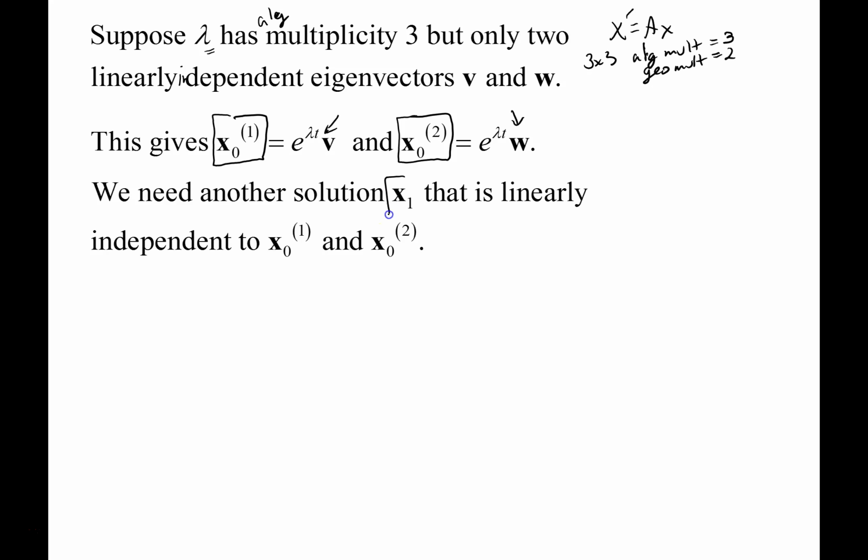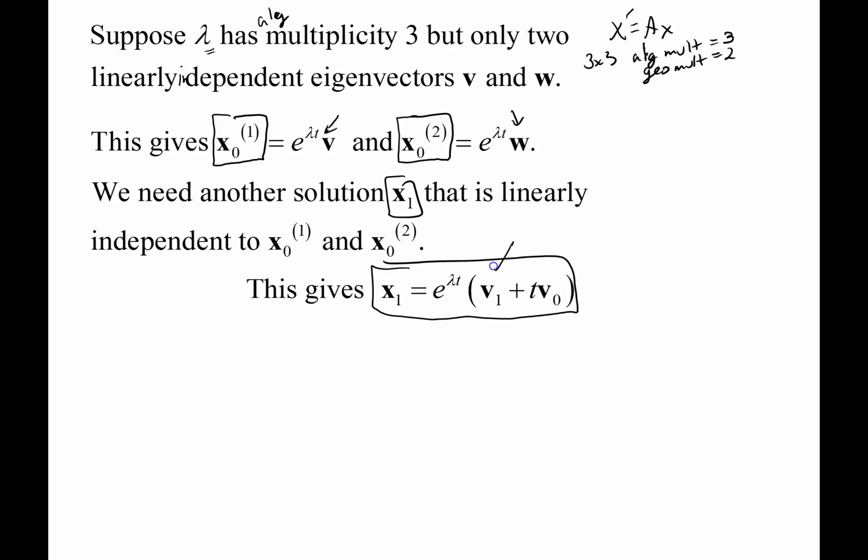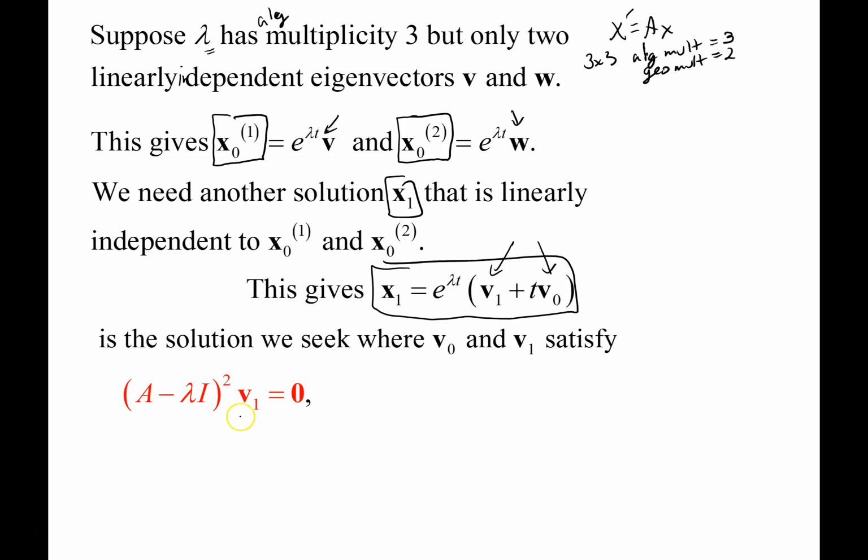We're going to need another solution, x1, that is linearly independent of x0 upper 1 and x0 upper 2. And just like from the previous example, it gets built under the same principles: we need to find a v1 and a v0 that satisfy a set of equations. We need v1 to be a generalized eigenvector, so (A minus lambda I) quantity squared v1 equals 0. Make sure that it's not an eigenvector itself: (A minus lambda I) v1 is not 0. And then (A minus lambda I) v1 is actually v0.